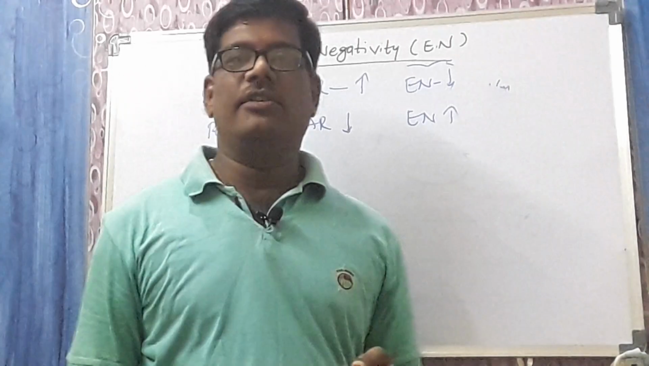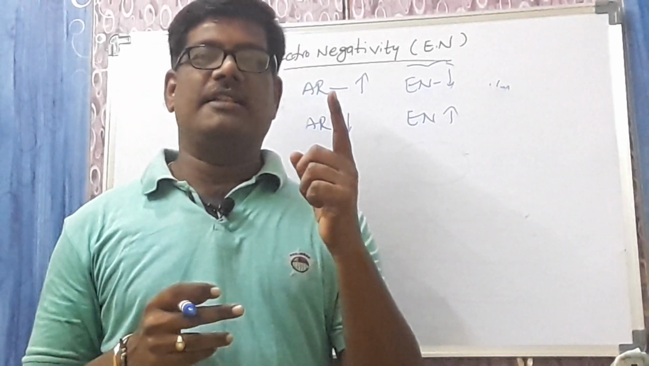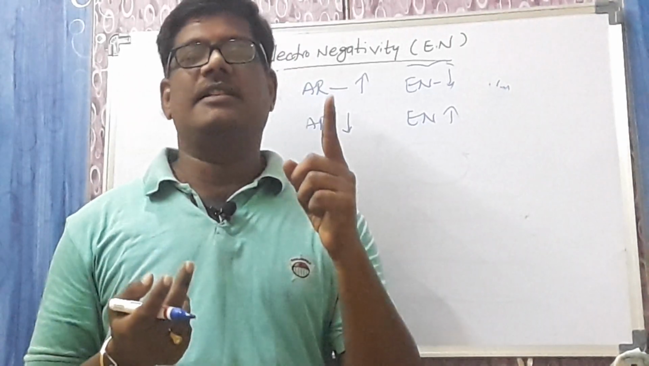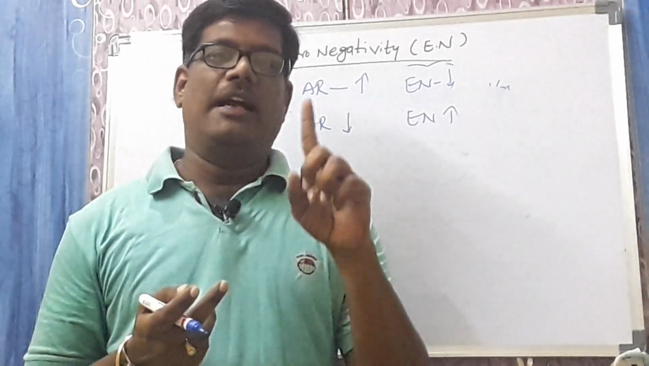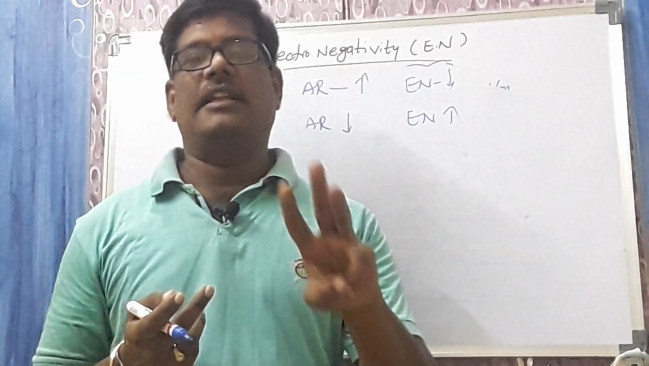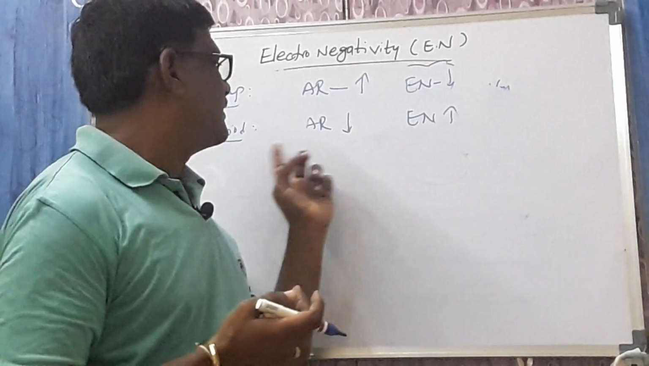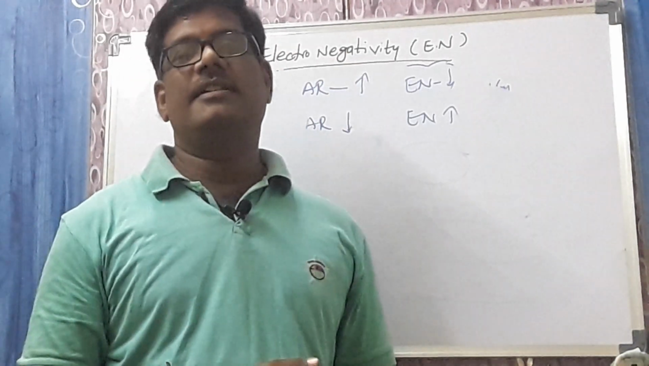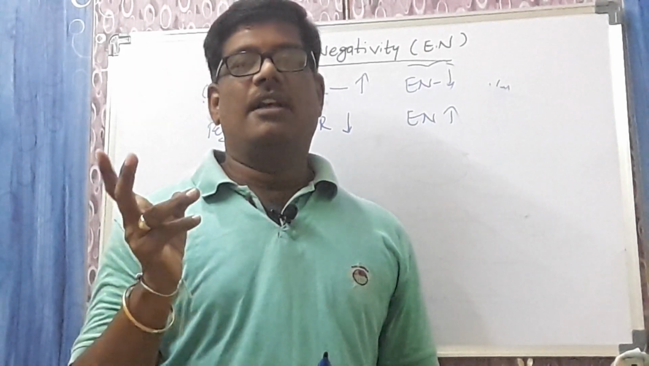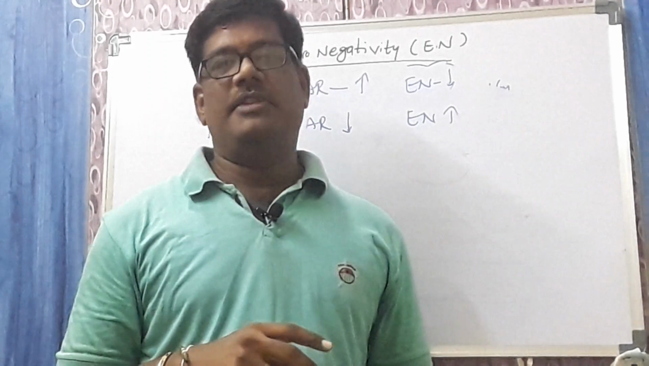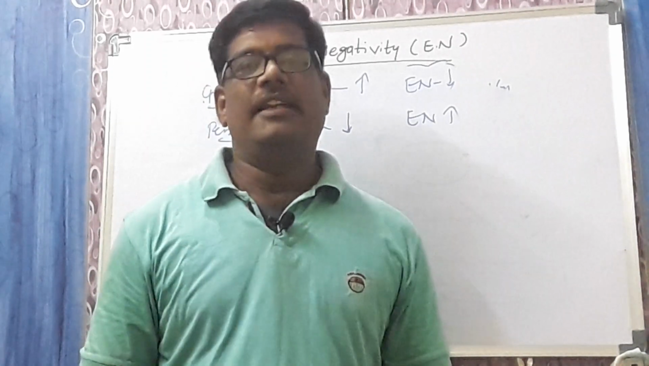So in the last video I gave that as atomic radius increases, the remaining three properties decrease. The three properties are ionization potential, electronegativity, and electron affinity. In a period, atomic radius decreases, which means the remaining three parameters increase, because atomic radius and the remaining three parameters are inversely proportional to each other. Thank you.